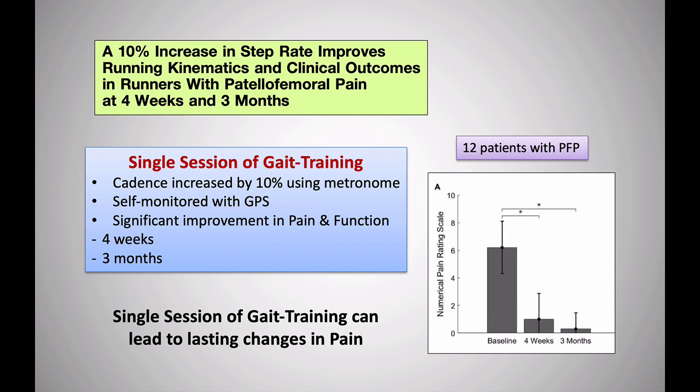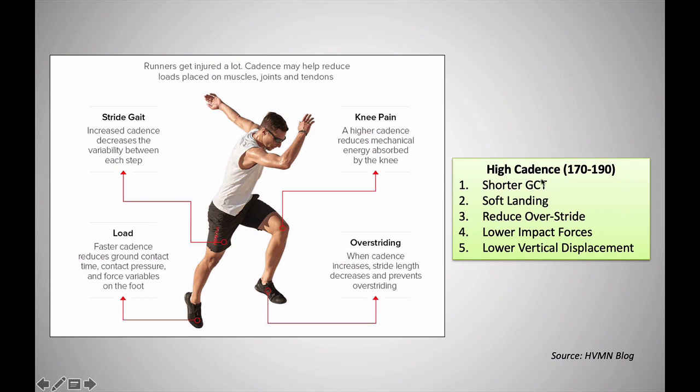And cadence, I can't overemphasize, as I told you before, the main reason cadence works is it reduces your ground contact time. You land softer and you don't overstride. So here's a nice infographic which looks into all the changes that happen when you have an increased stride as well.